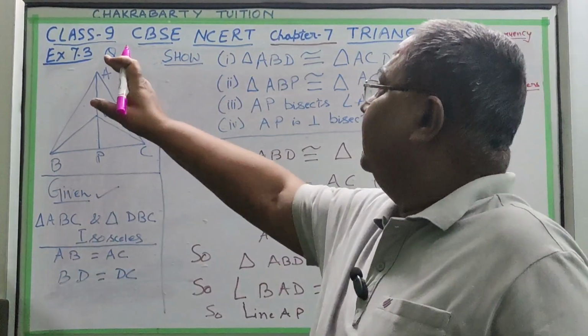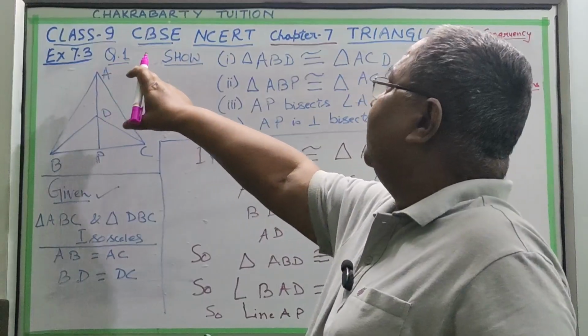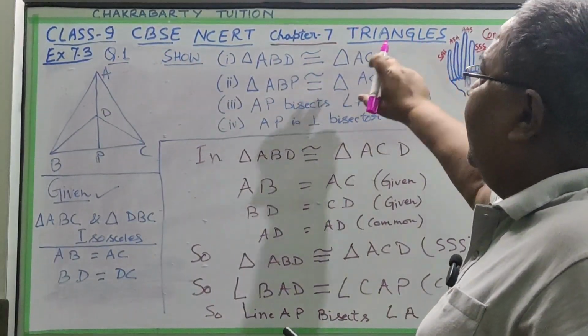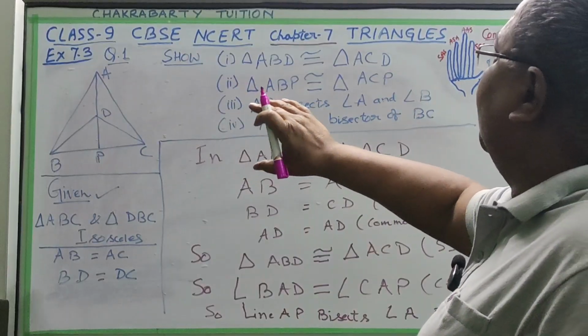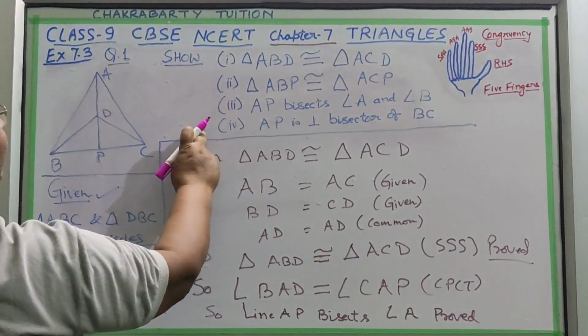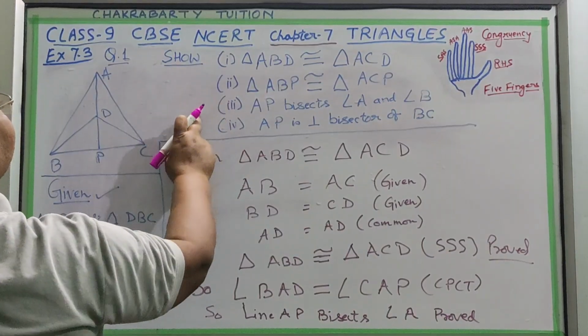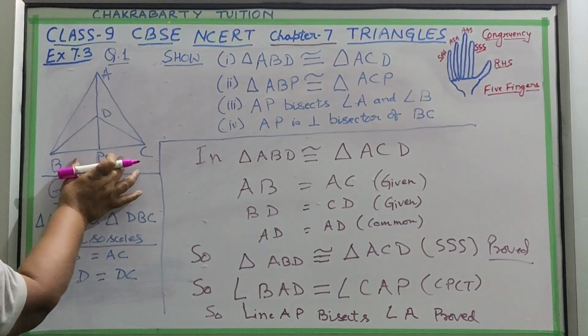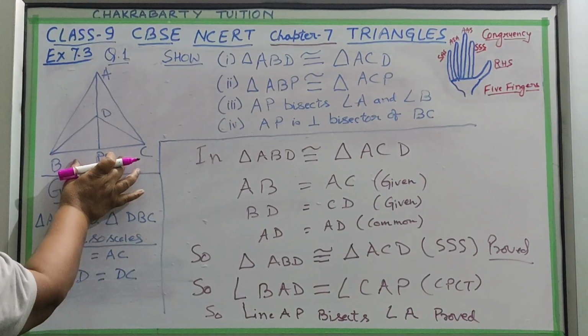Hello, today we will discuss exercise 7.3 of chapter 7 based on triangles. Here, whatever we have to show or prove, we will first jot down in our copy. So that we have done. These four things you have to prove. And one figure is given, that also you have to first copy.